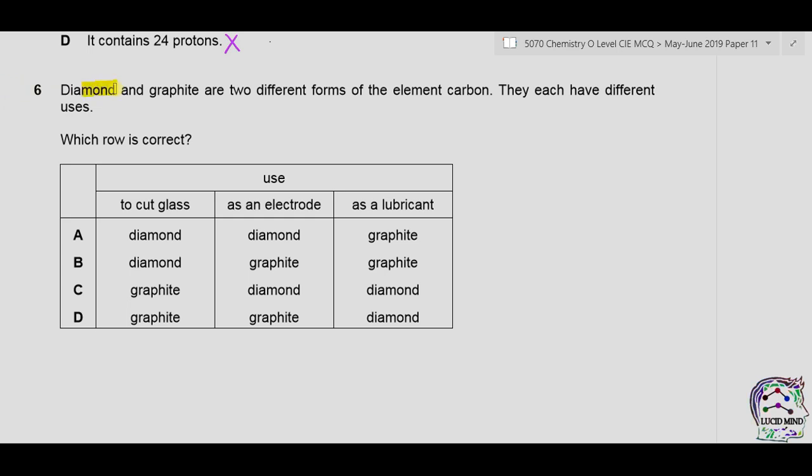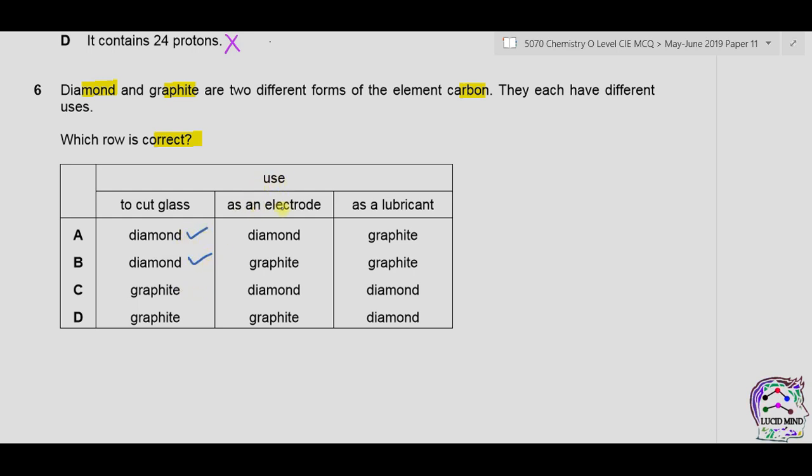Question 6. Diamond and graphite are two different forms of the element carbon. They have different uses. Which row is correct? First use is to cut glass. As we know that graphite is slippery while diamond is a very hard substance. So diamond can be used to cut glass while graphite cannot be used.